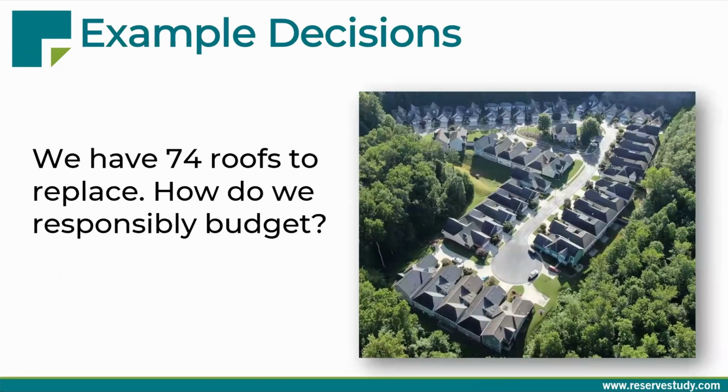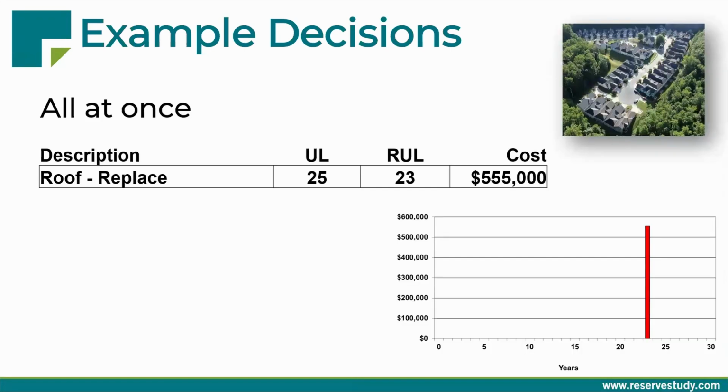Fantastic, Sean. Let me tell the story here of a third example. It's a relatively new property with 74 buildings, 74 different roofs. We wanted to make sure that we were pointing this client in the right direction and helping them manage their cash flow and their expectations accurately. Our first assumption, our first idea was, well, it's $555,000. That's current cost, 25-year useful life, 23 years away.